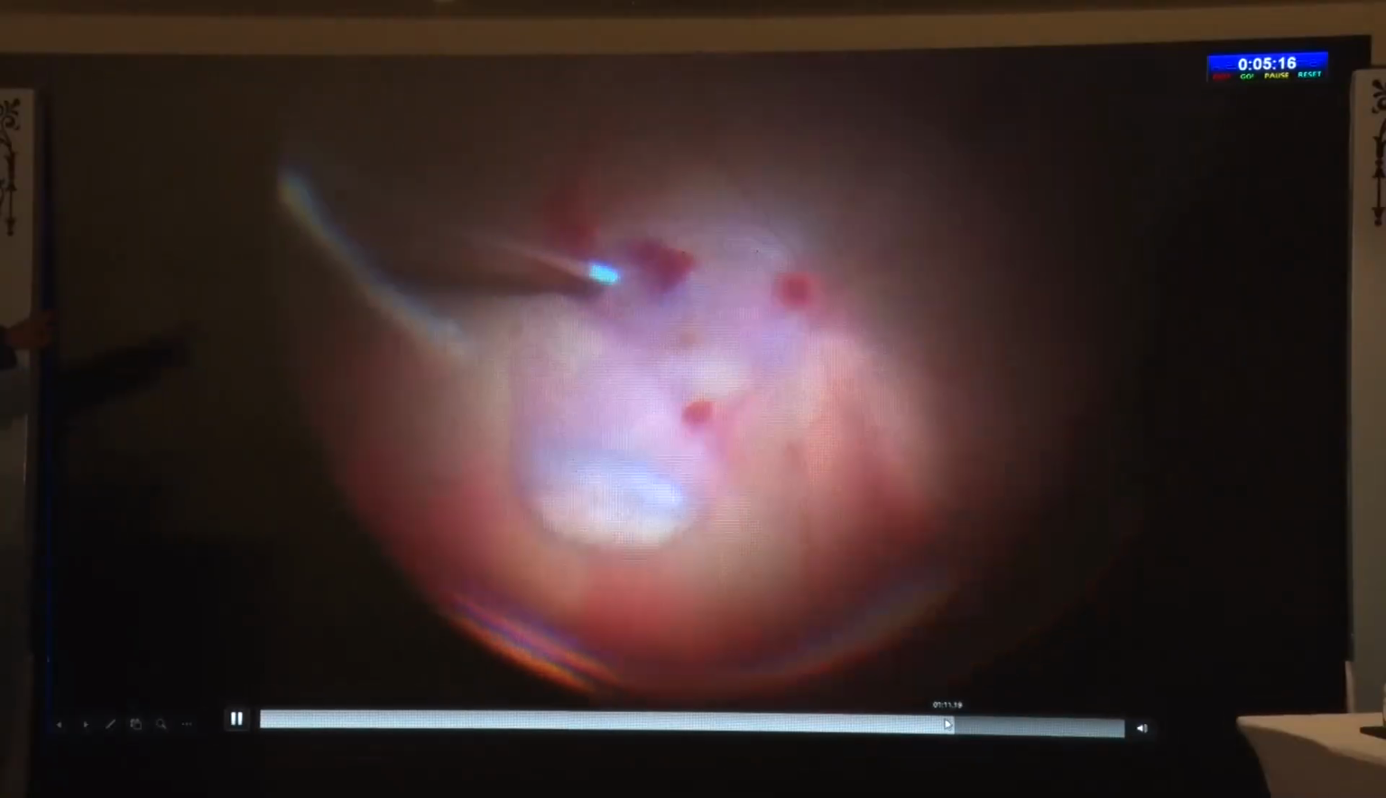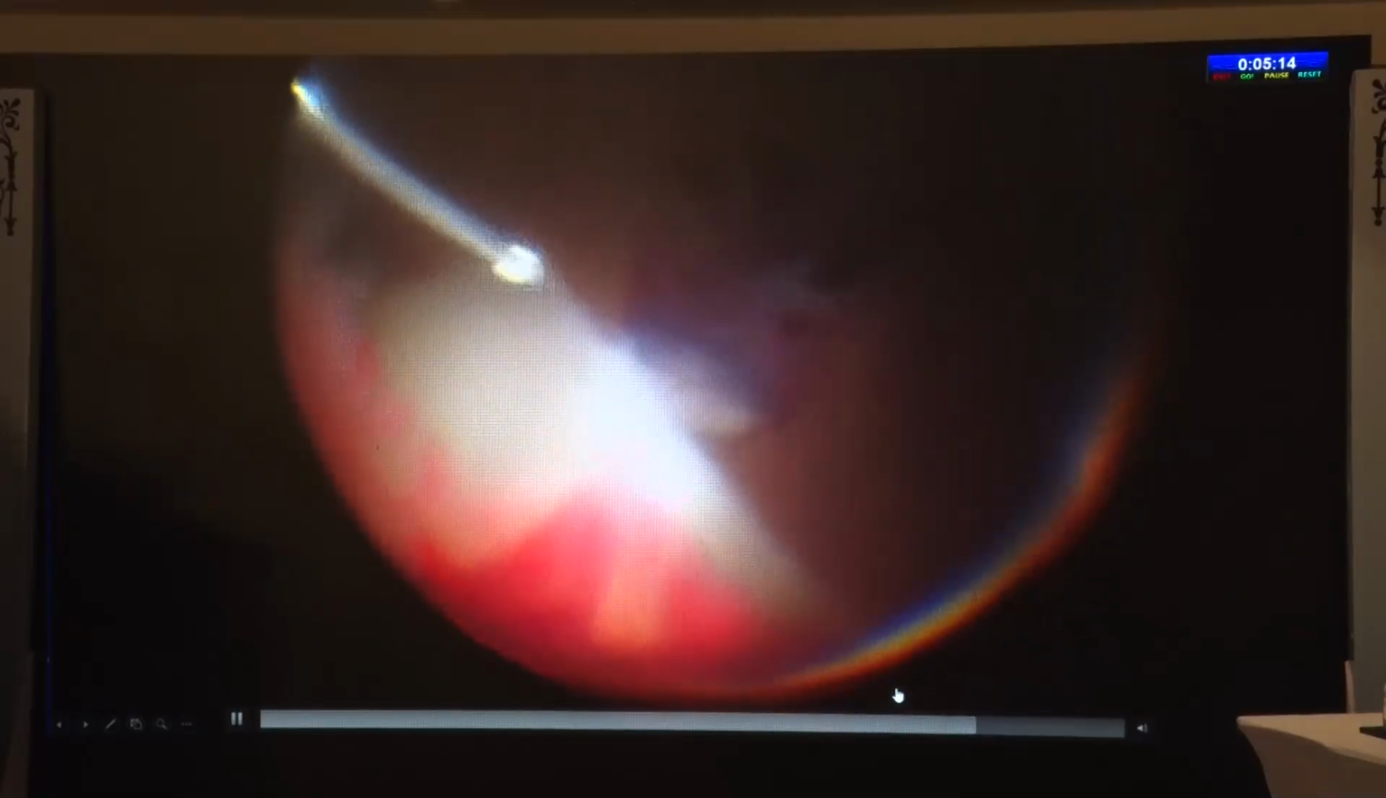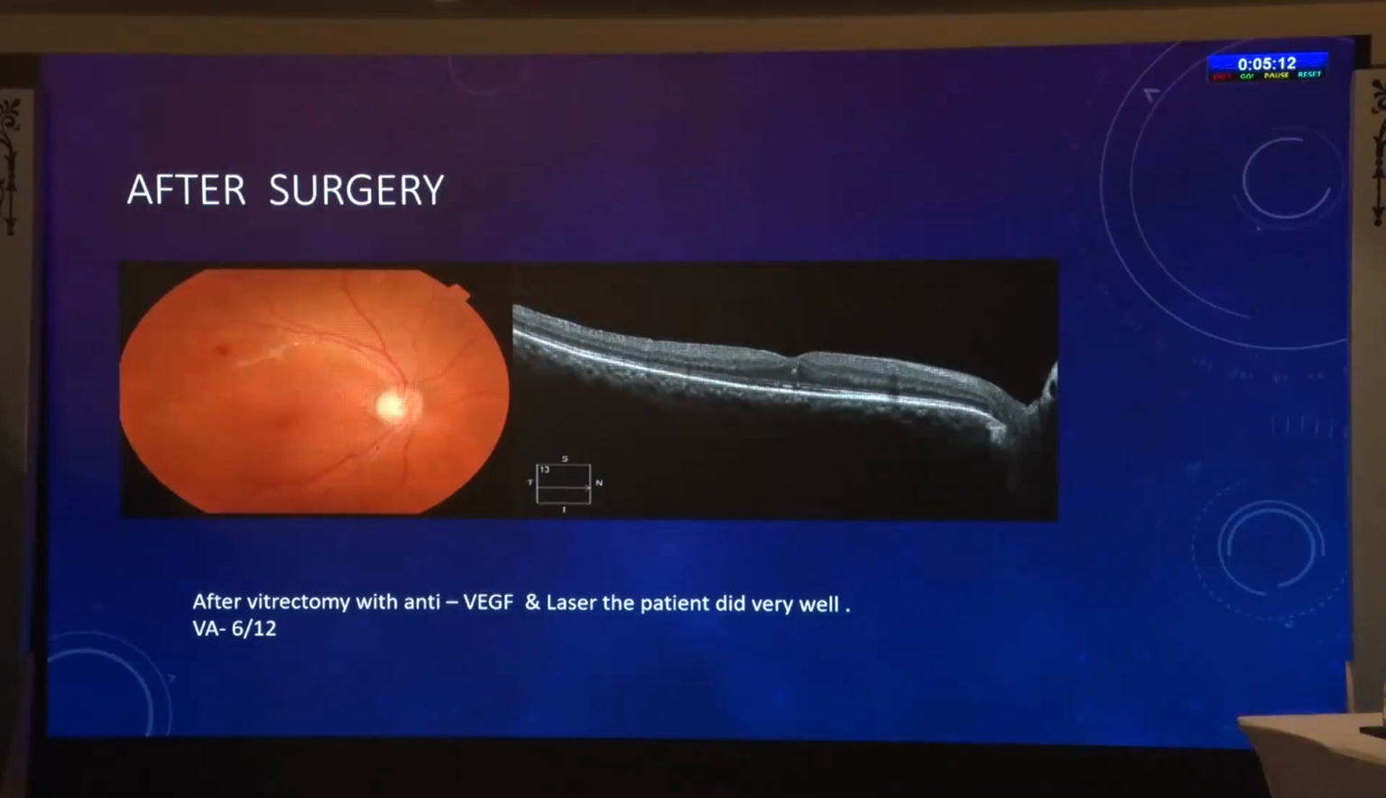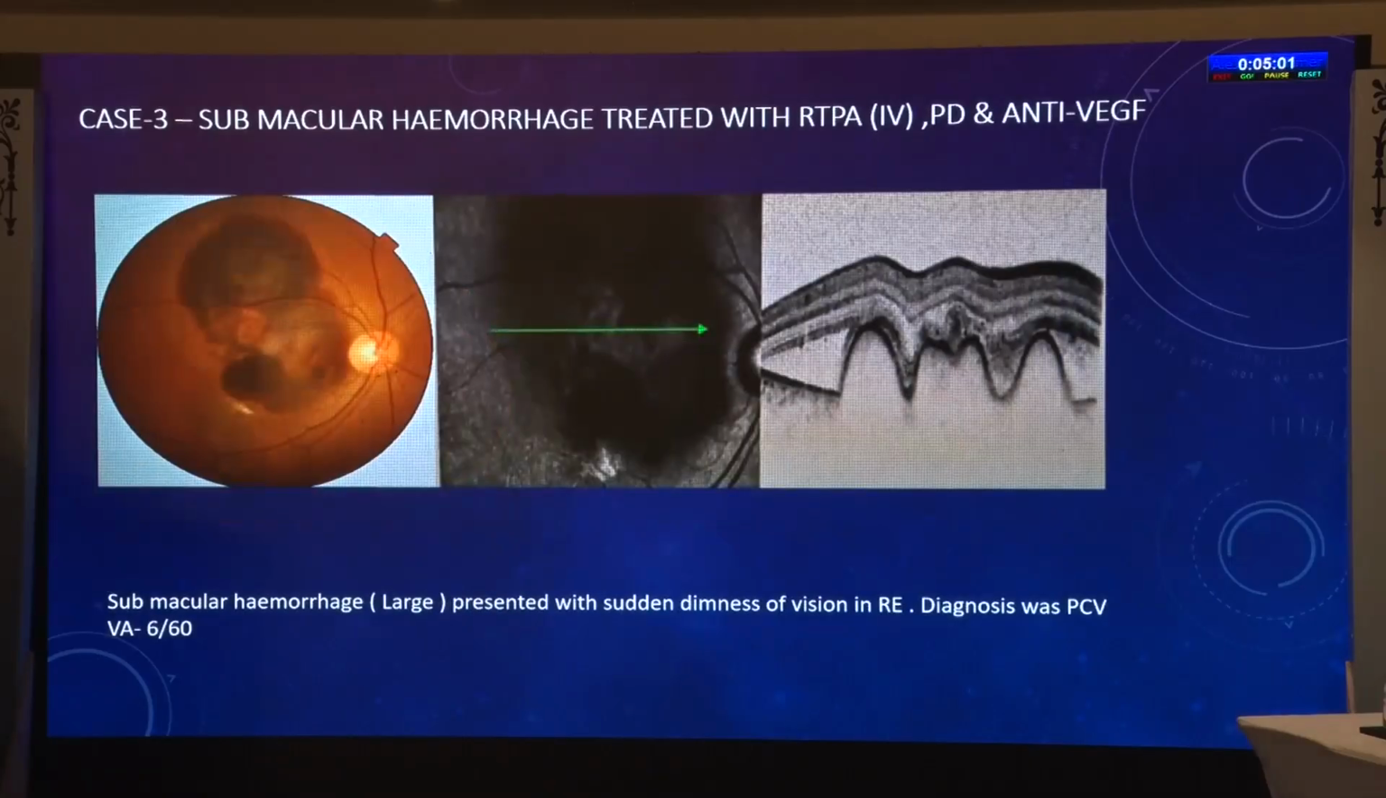Yeah, now we can see the area of the RAM, and this patient eventually had a very good outcome. As you can see, after almost 2 weeks, the vision improved to 6/12, and you can see a very nice macula. Now, Vibhuti was discussing in which cases we give the intravitreal tPA.